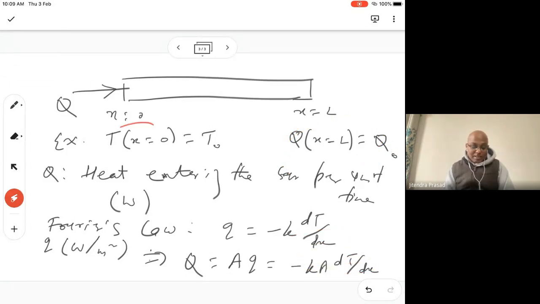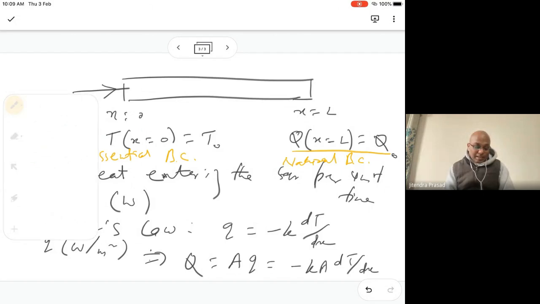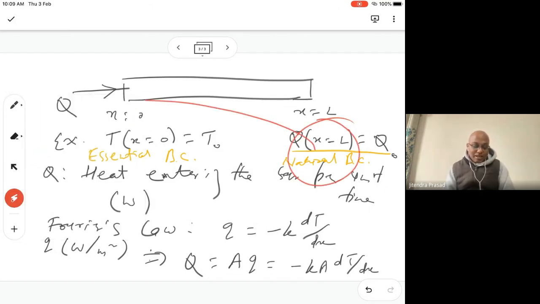Of course, you know that this will be the essential boundary condition, and this guy will be the natural boundary condition. This is a similar format. And it can be at either boundary. You can define this here, you can define this there, or both here and here, meaning you can have a temperature here and a temperature there, and you want to find out how the heat is being conducted.